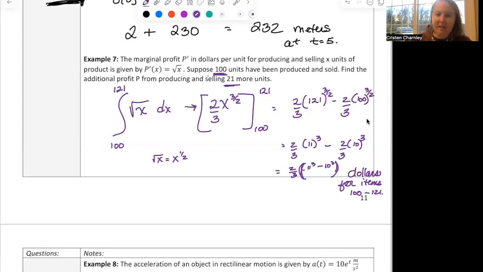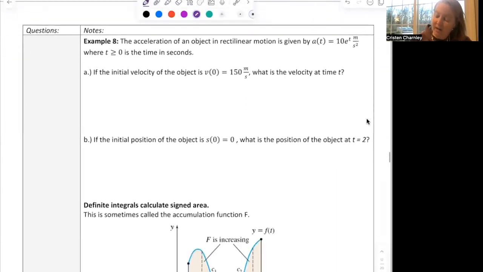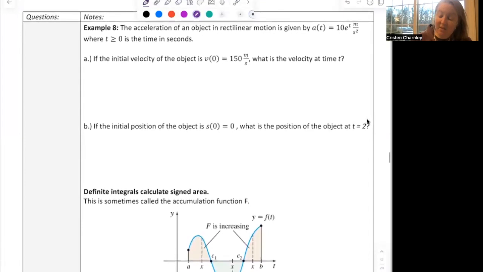Now, velocity, position, acceleration. We know that these are themes that keep coming up in this course. So I know you might have some physics ways to solve these, but remember, I'm looking for calculus equations. The acceleration of an object in rectilinear motion, that just means straight line motion, is given by the acceleration function 10 times e to the t meters per second squared, where t is greater than or equal to 0 and the time is in seconds. If the initial velocity is 150, what is the velocity at time t?